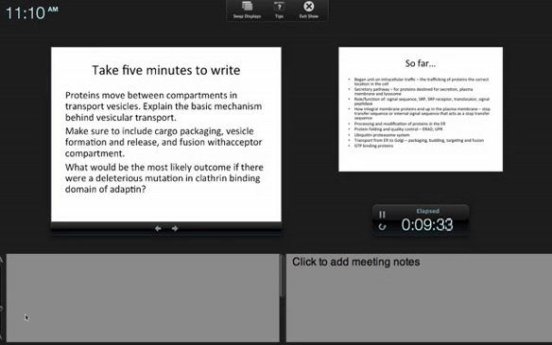It won't allow the proteins to be concentrated in the vesicle, and so then they won't be transported. The best way to approach this kind of question is to draw it out. So you can say, okay, here's your ER, and here's your receptor for the cargo, and the cargo is going to bind there. And then adaptin is going to bind there. And then clathrin is going to bind there. And I'm saying that the mutation is going to be here.